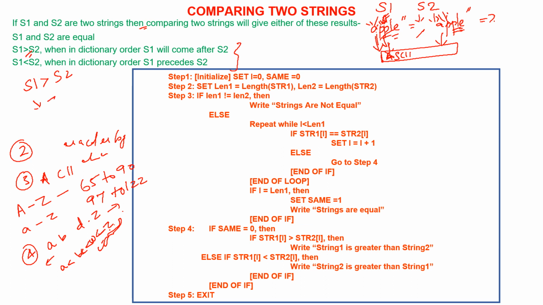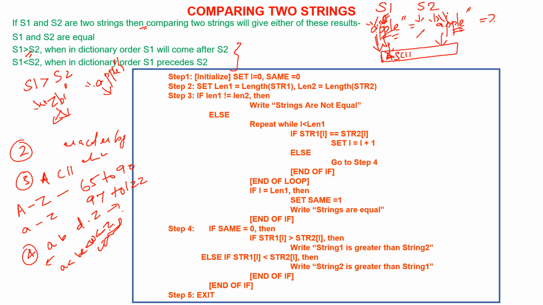If I am taking here Z, B, C as your first string, and the second string is apple, for example, which will come first in the dictionary order? S1 is coming later, right? After S2. So when it compares Z and A, which has the higher priority, which is greater? Z is greater than A. That is the reason why you will have S1 greater than S2.